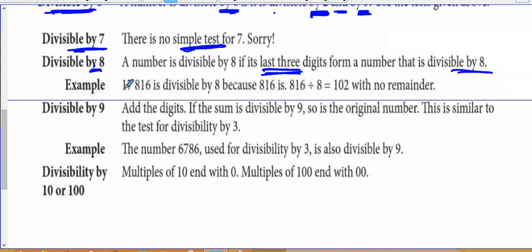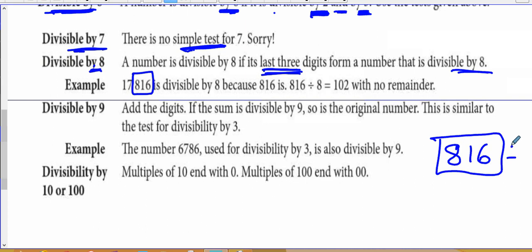See that? Take an example of this number over here, 17,816. Now the question is, is this number a multiple of 8? How do we test that? We look at the last three digits. The last three digits in this number are 8, 1, and 6, making up the number 816. Now the question is, is this number here divisible by 8? Let me check.